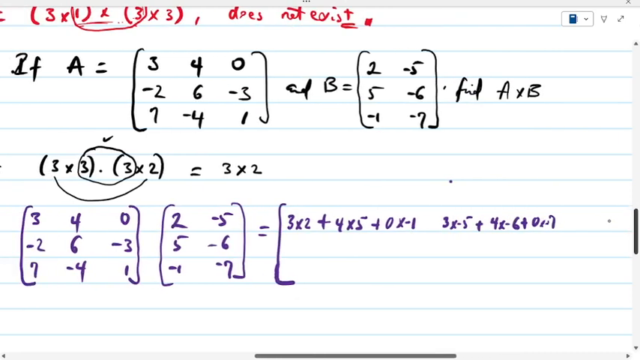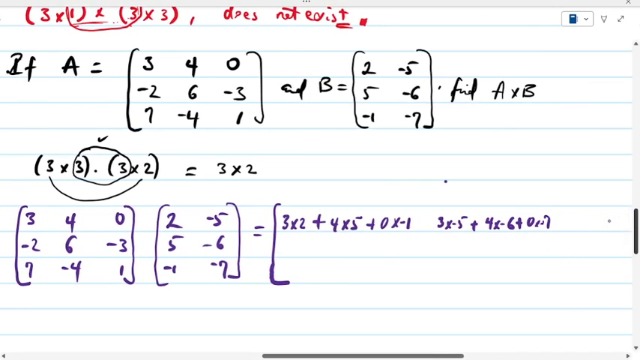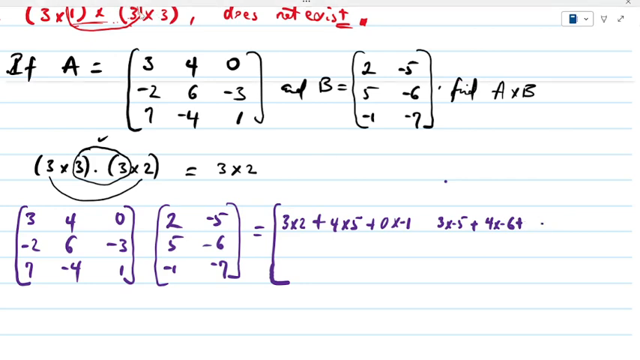Let me shift my screen a little bit. Alright, 4 times minus 6 plus 0 times minus 7.